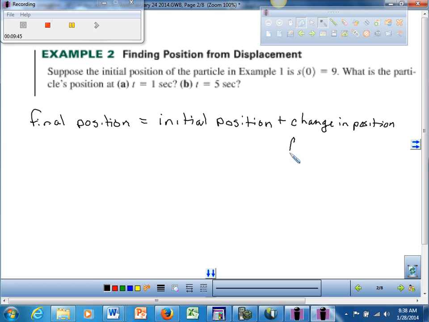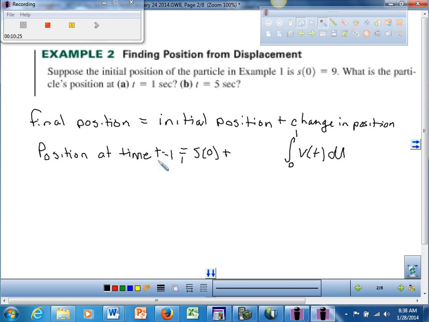in calculus, it is the integral. So if I am interested in the position at time 1, I want to take my position at time 0 plus my change in position. And that would be the integral from 0 to 1. How would I get position from my function in example 1? What was velocity? What's the area under a velocity curve? Distance.